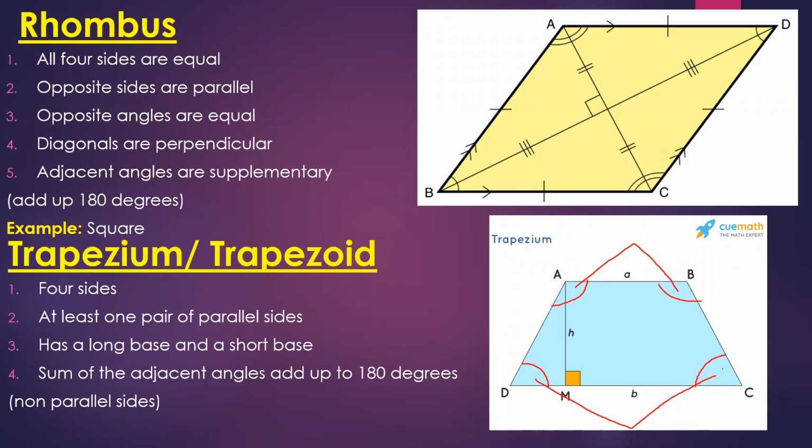All right. So how many quadrilaterals have we identified so far? The square, the rectangle, the rhombus, the parallelogram, the trapezium, and the final one is the kite.